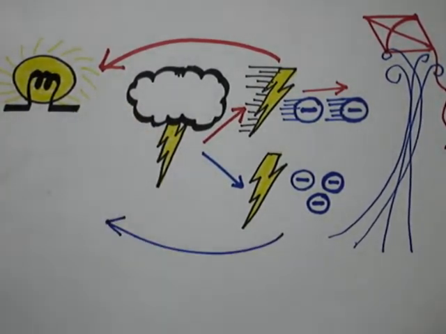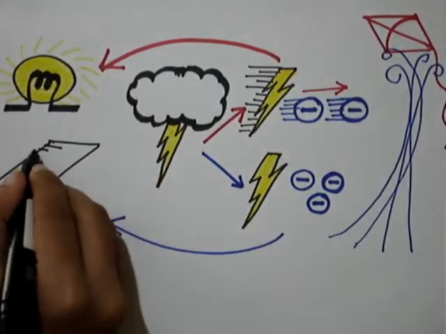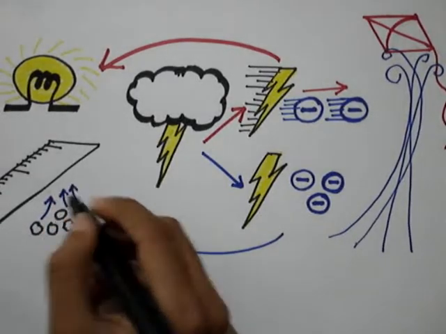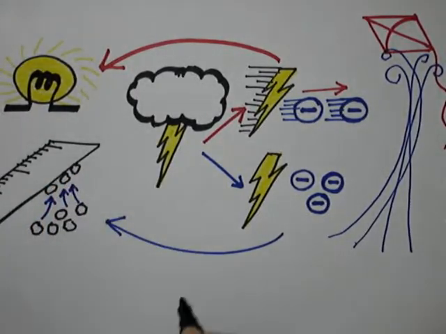Static electricity can be used to do things like pick up bits of paper with the help of a plastic ruler. You can try this by rubbing a plastic ruler on your head and then bringing it near bits of paper.